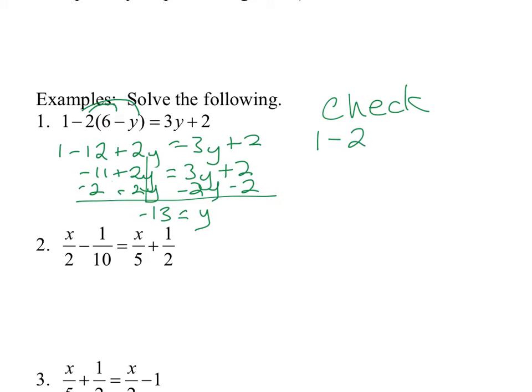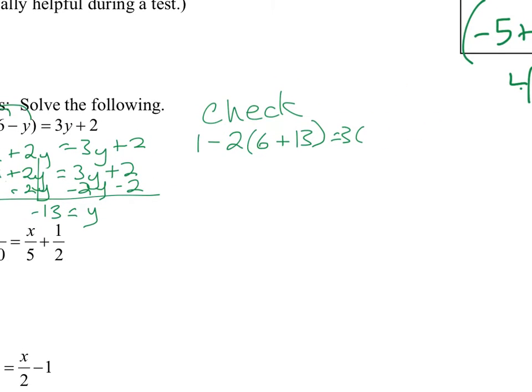1 minus 2 times 6 minus a negative 13 equals 3 times negative 13 plus 2. All right, now I've got to start simplifying. 6 plus 13 is 19. 3 times negative 13 is negative 39. 2 times 19 is 38. So I have 1 minus 38.